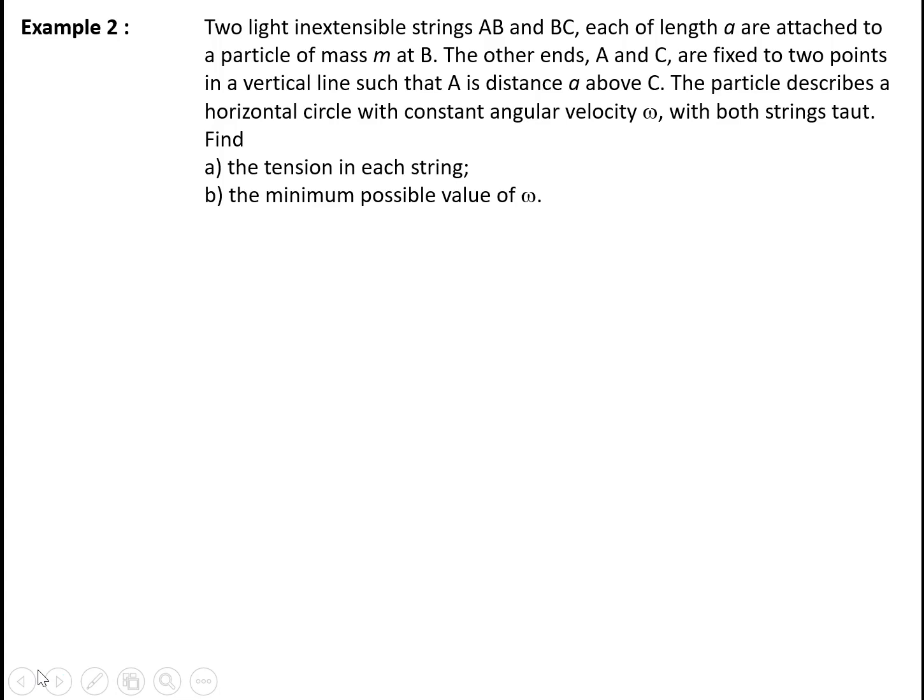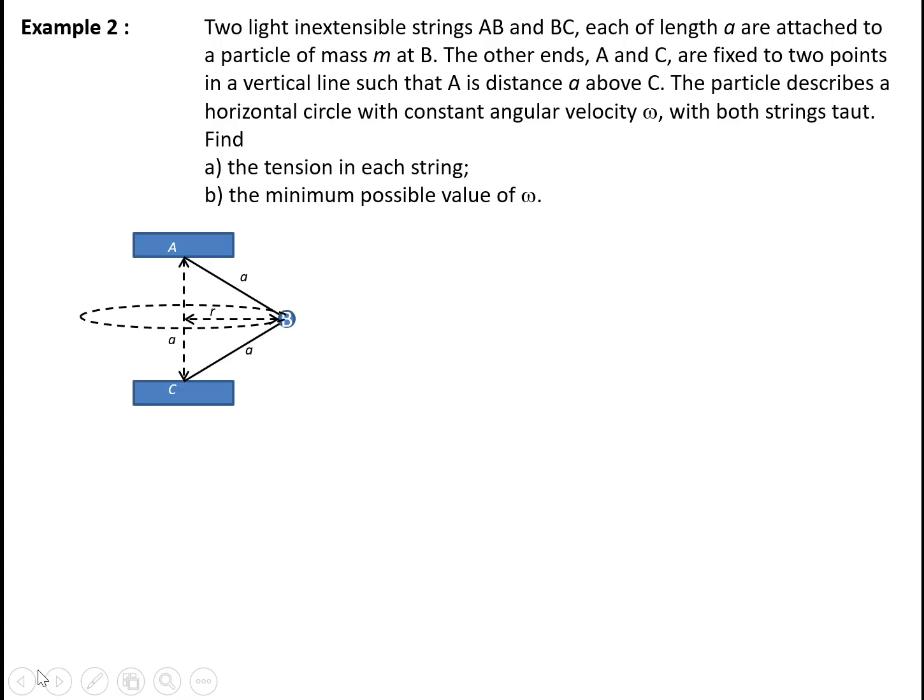So again, we must start with a diagram. We've got our fixed points A and C, and the particle is at B, and the particle is rotating around the vertical line AC with constant angular velocity omega.